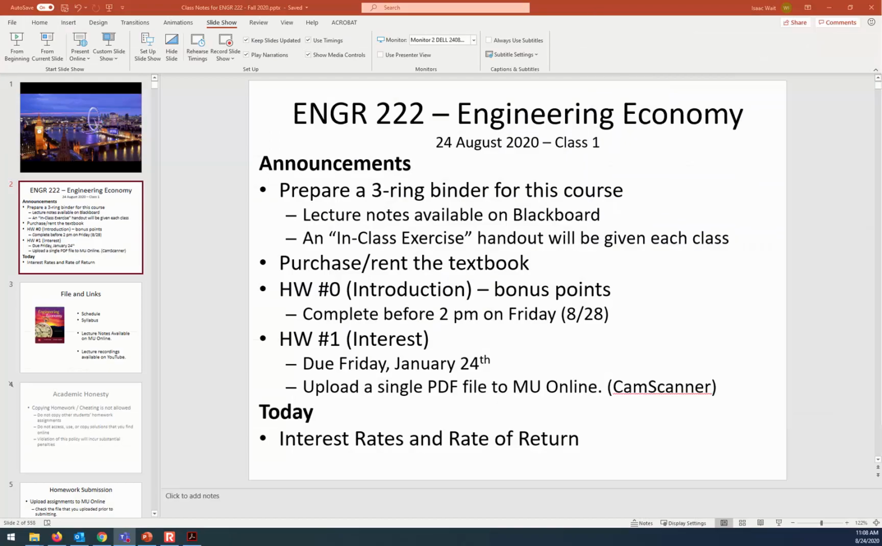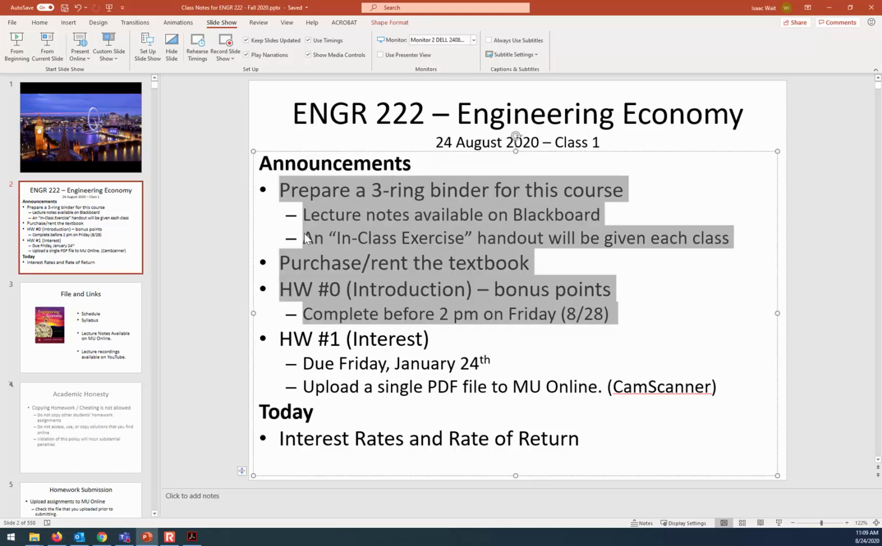I noticed someone said that they have a PDF of the textbook and that they were offering to post that online. Please don't. That's a copyrighted textbook, and so if you have a PDF of it, you shouldn't share that since it's copyrighted. Are there other questions related to the announcement so far?